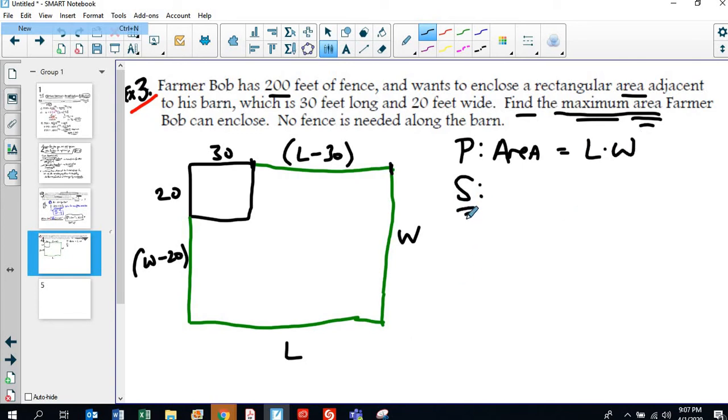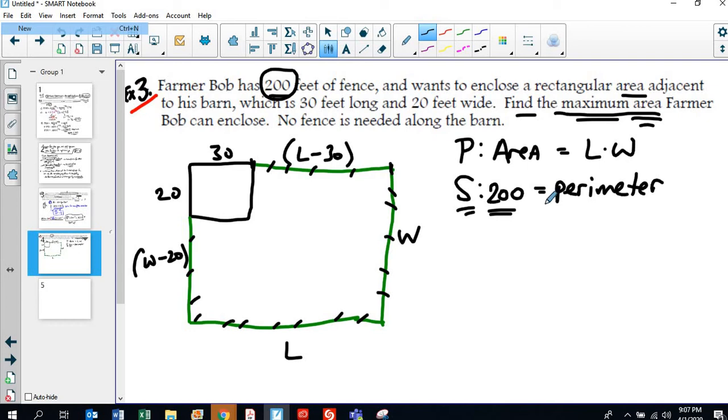Well, then what does that mean is left to be the secondary equation? Remember, secondary equations are constraints. They are what we are constrained by. Well, we're constrained by the amount of fence that we can use. We have all this fence. If we had more fence, we could fence in a bigger area, but we don't. We have 200 feet of fence. So we have 200 is our secondary amount. That's going to be the perimeter of the fence.